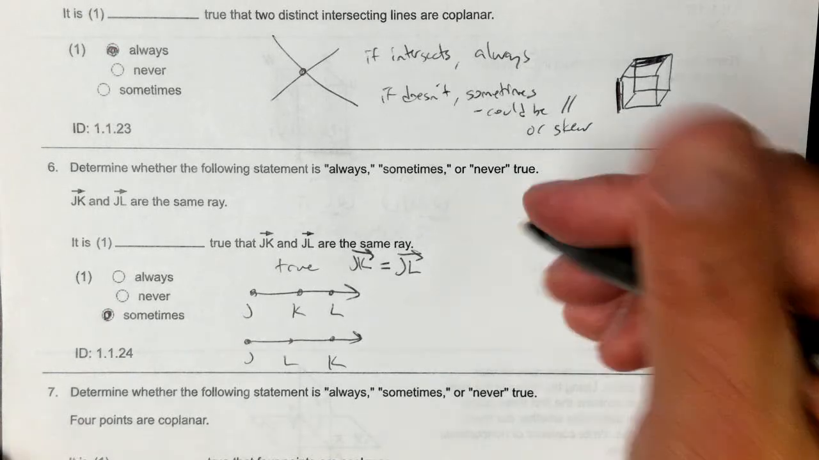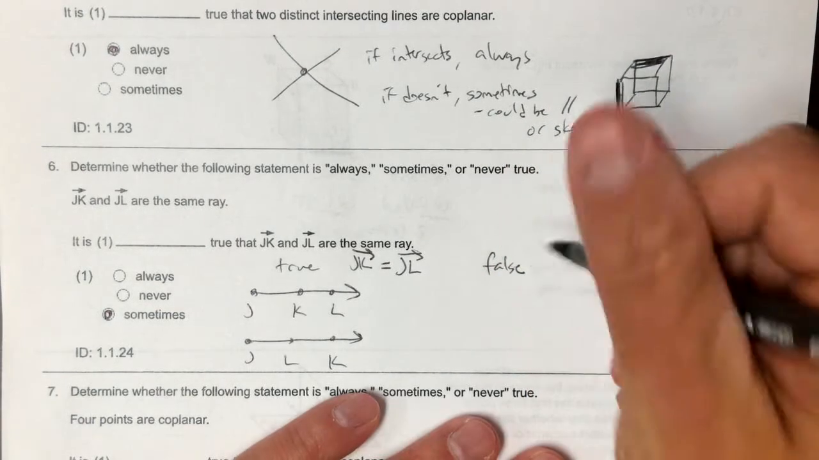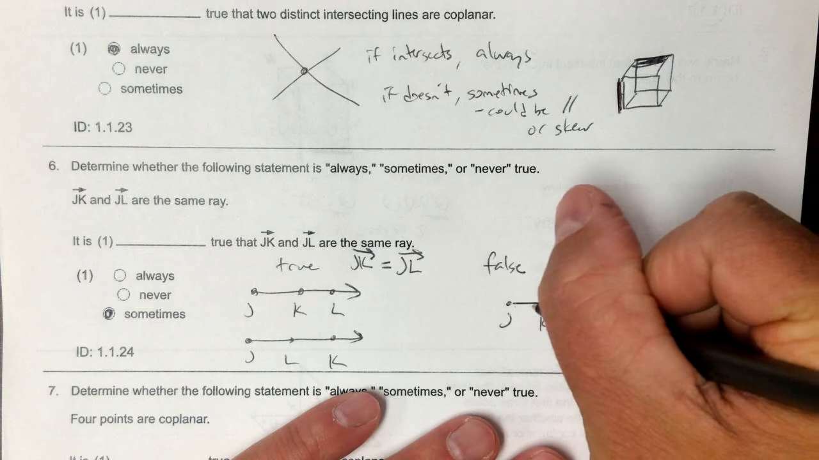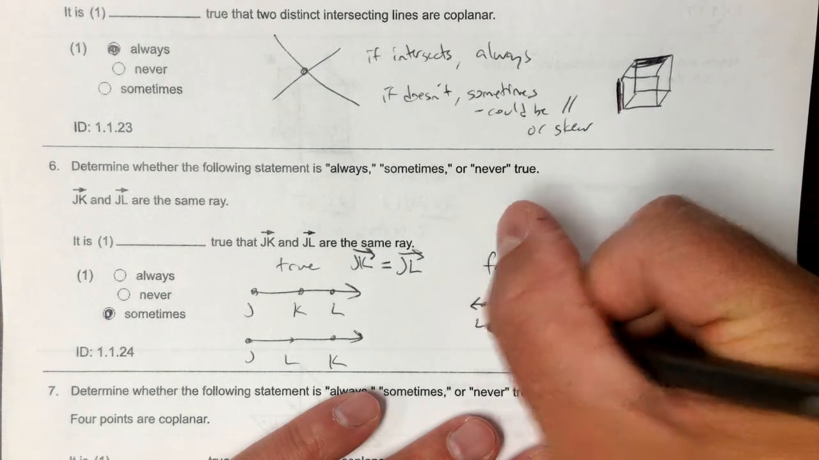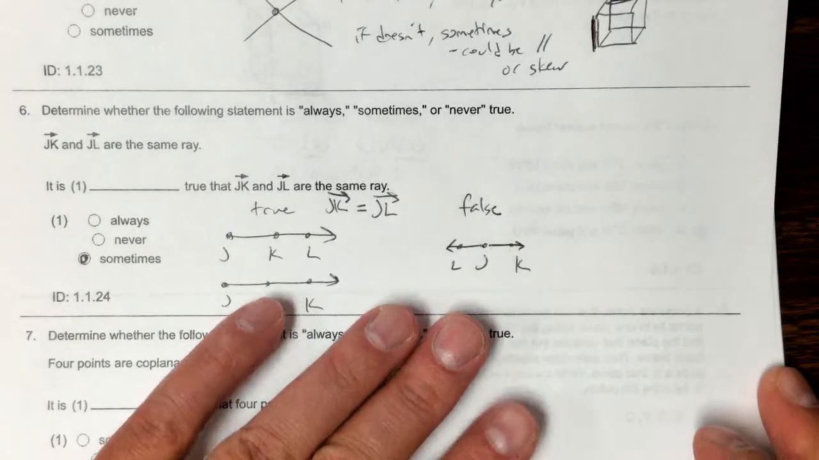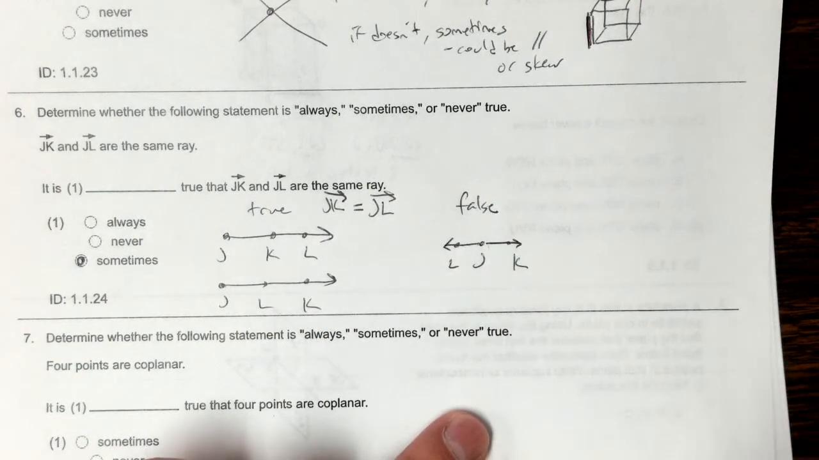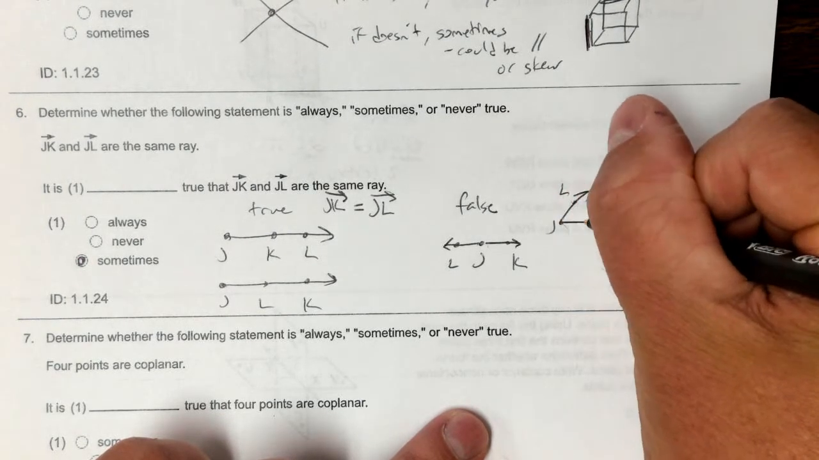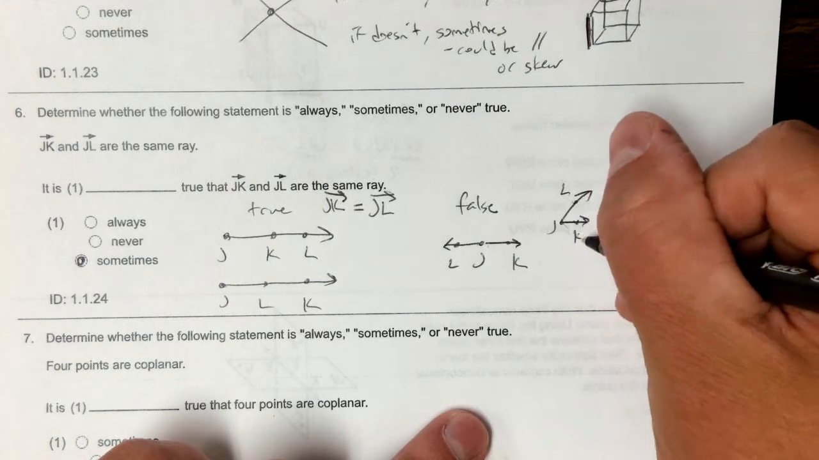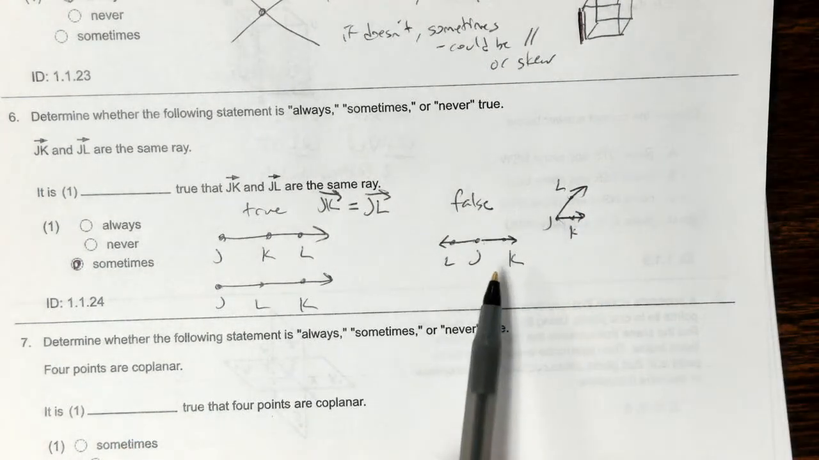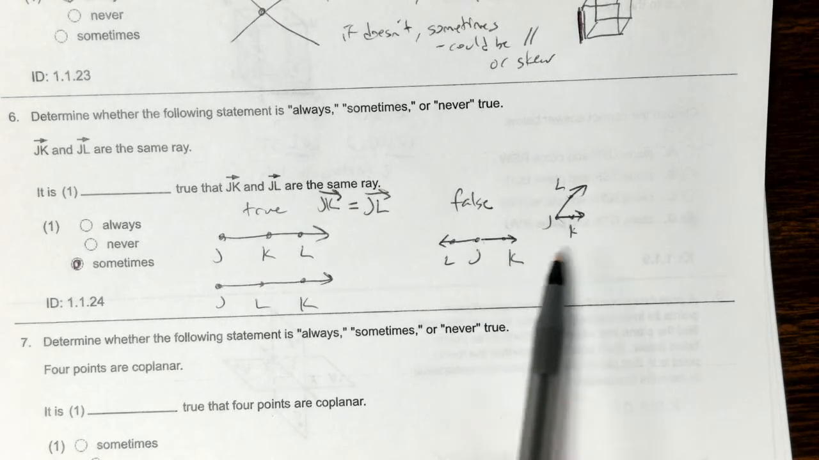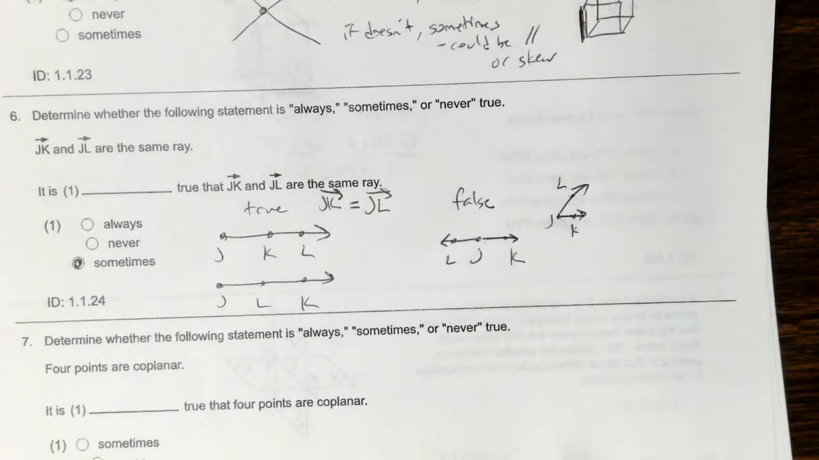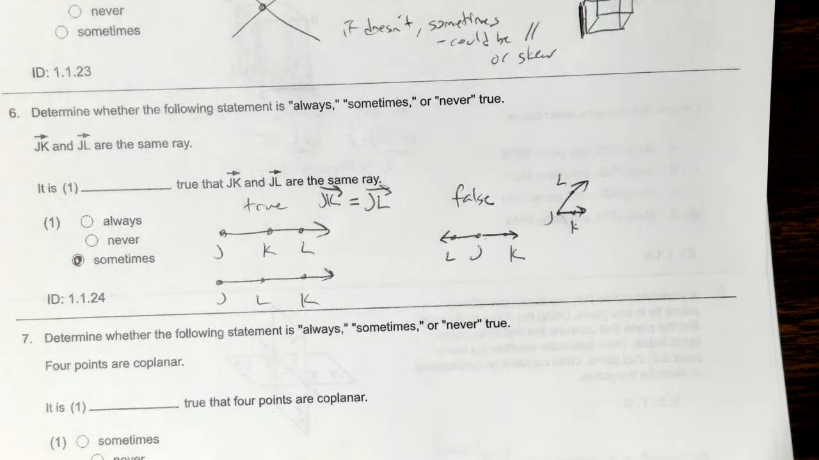The false cases are like if you have J in the middle, and then say K goes to the right and L goes to the left. That's an example of a false case because they're not the same ray. Also, one could be going up and one could be going sideways. It doesn't have to be that they're opposite rays like this one. It's just that they're different rays. Those are the false cases. Because there is a false case, then it's sometimes.